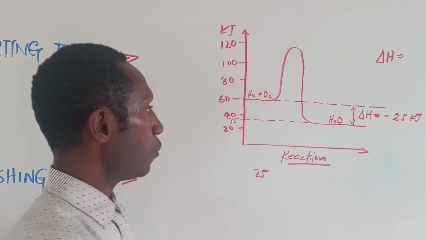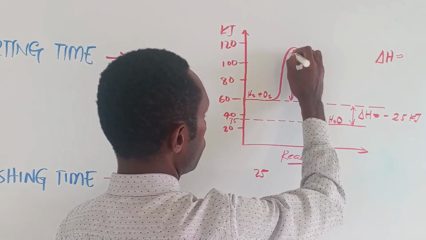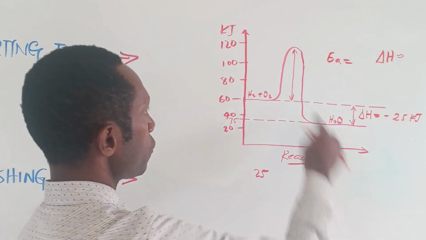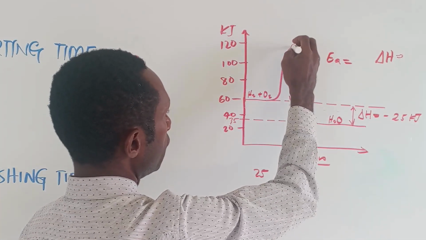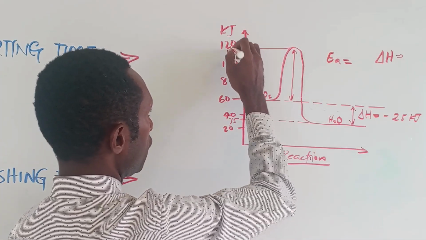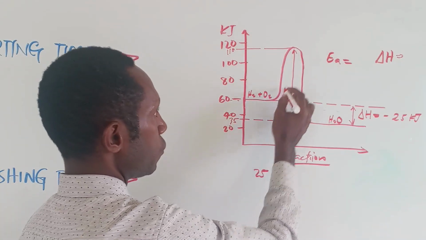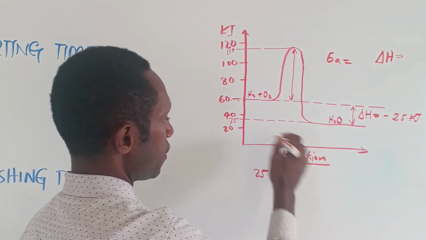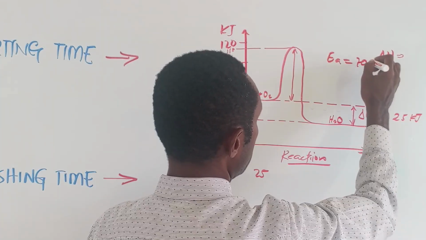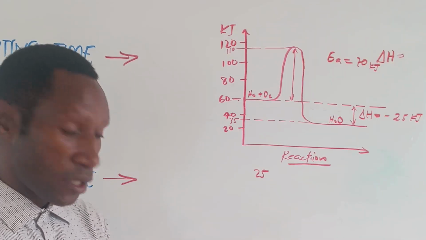Or if they ask you to find this one, what is EA, the activation energy? You extrapolate that line across, get the value over here, maybe it's 110, and then you look across, that's 60. So EA is the difference. So 110 minus 60, and you should get EA is equal to 70 kilojoules. So that's one way they will set a question.